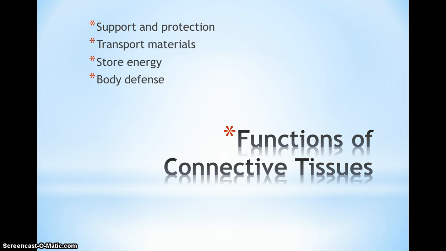Fourth function is body defense. White blood cells and antibodies are found in the blood. Also, we find fixed or free macrophages scattered throughout the connective tissues that will provide an immune function as well.